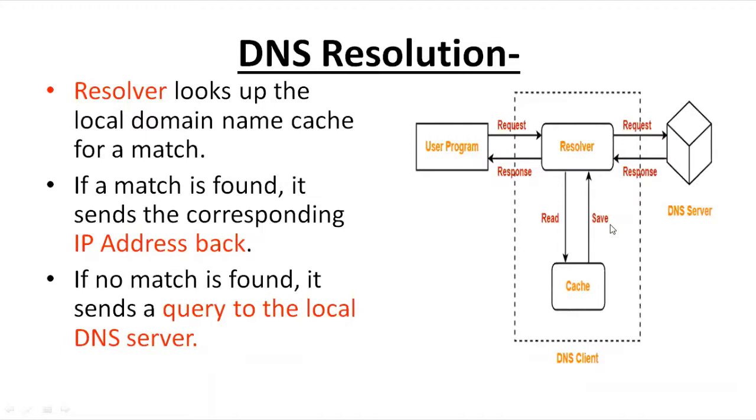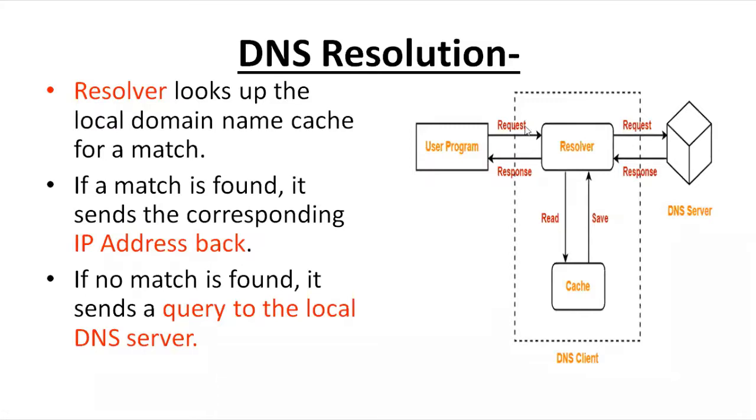If it is found, then it sends the corresponding IP address back. Is it clear? Your program sends www.google.com, the resolver identifies the matching IP address, and if it is a match, it sends that IP address back. If no match is found, it sends a query to the local DNS server.